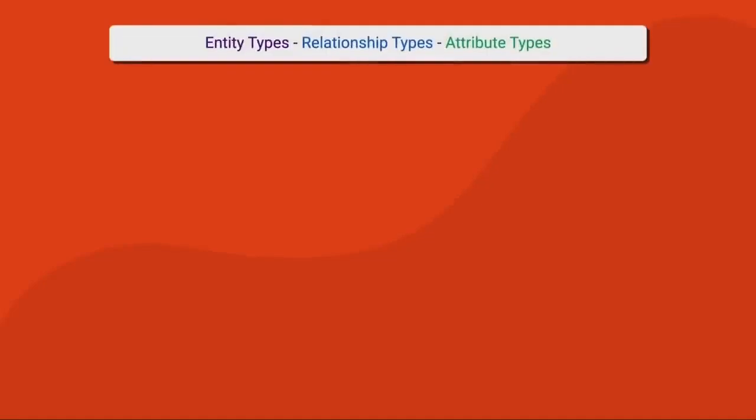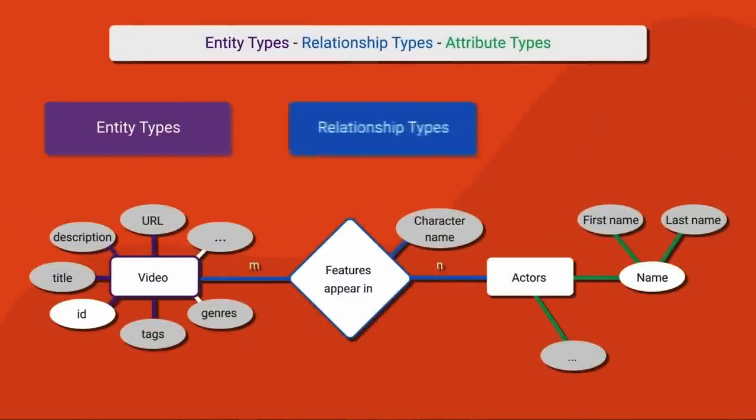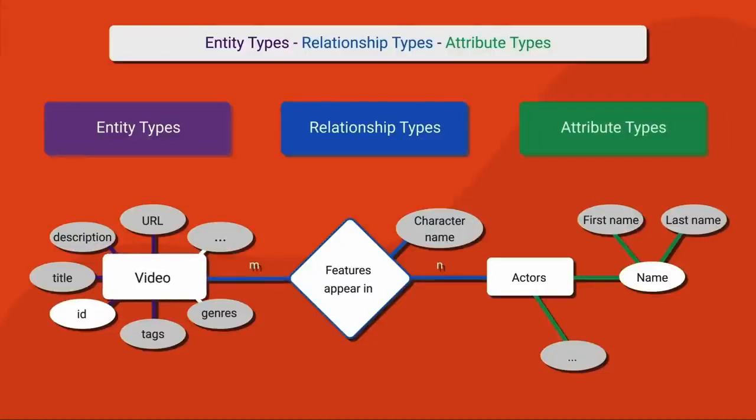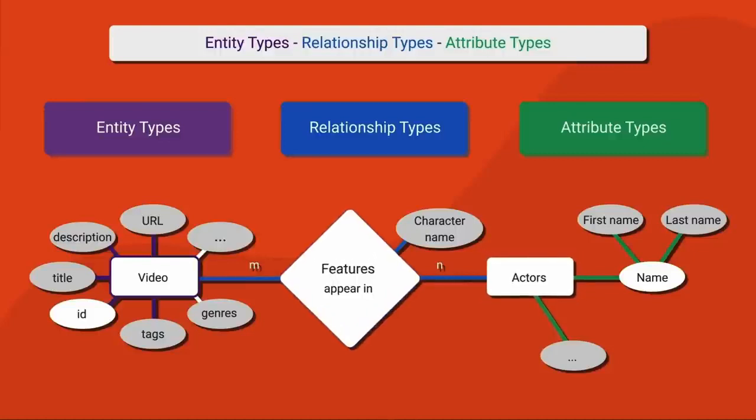Let's look at the entity relationship model. Here we have an entity type, the relationship types, and attribute types. First we need to identify the entity types. There are different entity types in videos. These are things you're looking for to find information. For attribute types, we will look at actors and define their first and last names respectively. The relationship type looks at the relationship between the video and the actor.